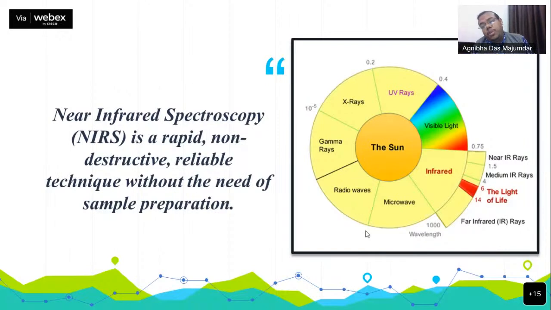Now this is a pictorial presentation of where the infrared radiations come from. Basically the sun, which is the source of all kinds of radiations. So from the sun, we can get the infrared region. Our main focus is on the near infrared region. These radiations of the near infrared region are responsible for near infrared spectroscopy, which is a rapid, non-destructive, reliable technique without the need of any sample preparation.